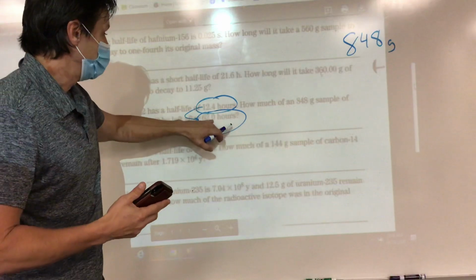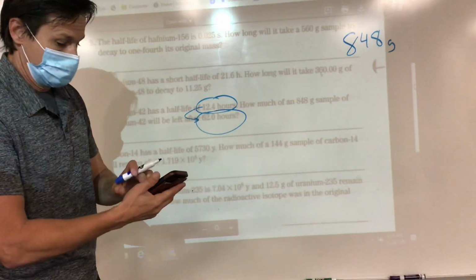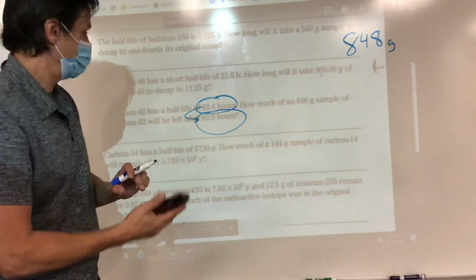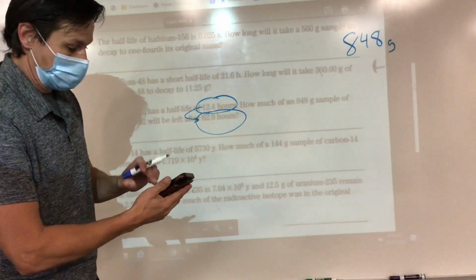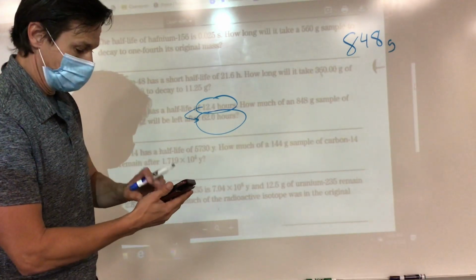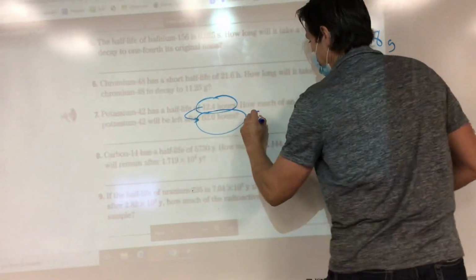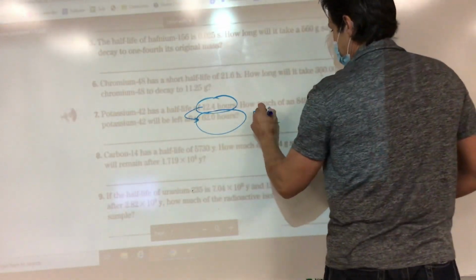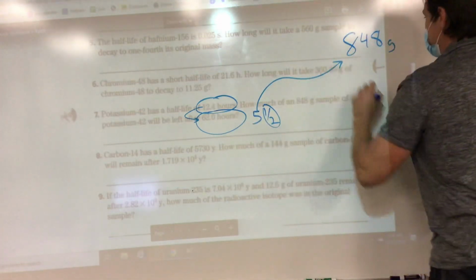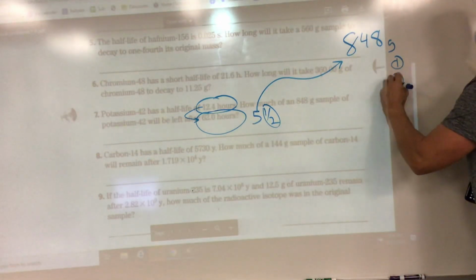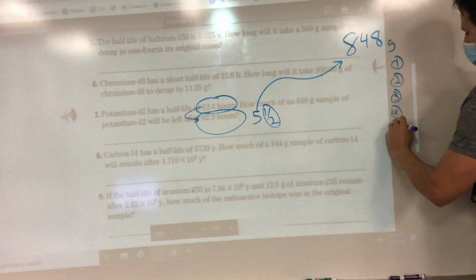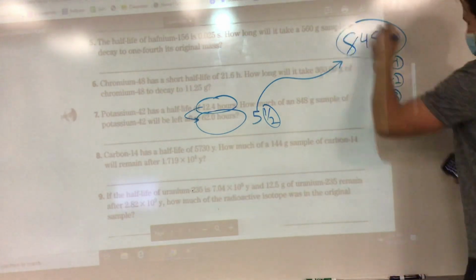12.4, 62. All right, so 62 is the total hours, okay? And each half-life was 12.4. Divide that into it. Survey says 5. So this takes 5 half-lives. All right, so that means I'm going to divide this 5 times. 1, 2, 3, 4, 5. And that'll be my answer here in a second.